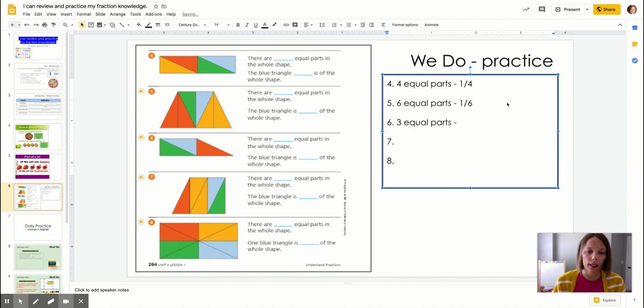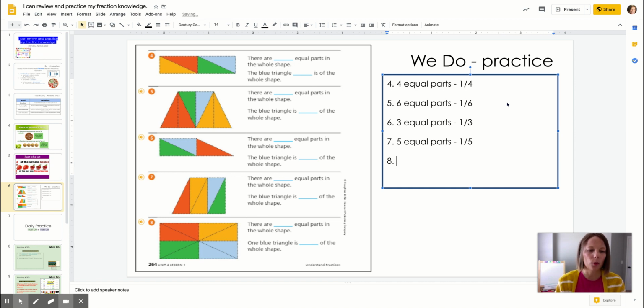And again, I'm still wanting to know the blue triangle, and I see 1 blue triangle, and remember my whole was divided into 3. So the blue triangle would be 1/3 of the whole shape. Number 7, I see 1 red, I see 2 yellow, 1 blue, 1 green. So I see 5 equal parts for number 7. I'm asking about the blue triangle again. So I know there's 1 blue triangle and there were 5 equal parts. So the blue triangle is 1/5 of the whole shape.